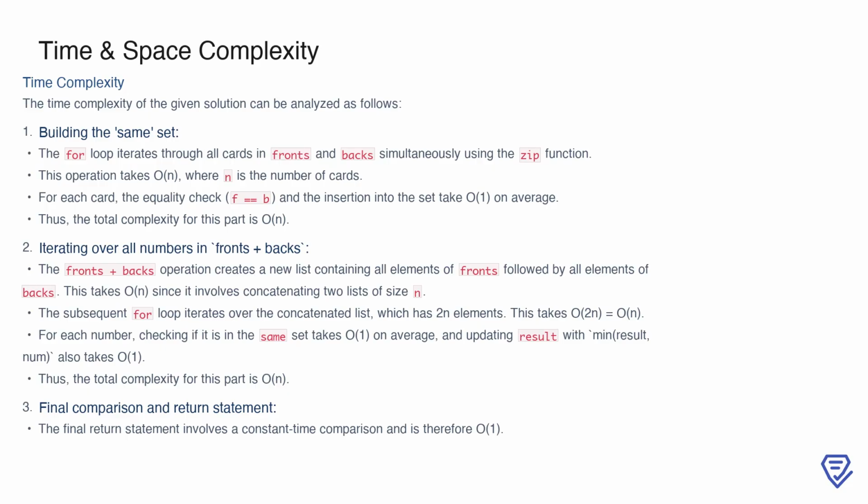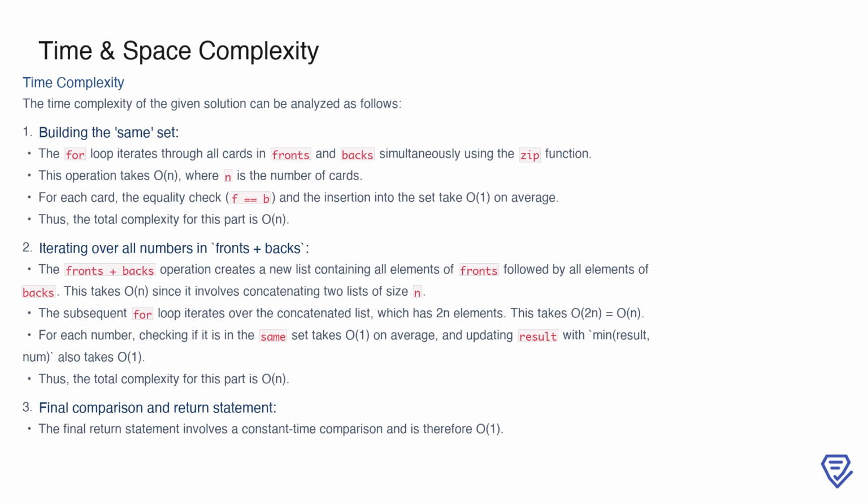Next, we look at the iteration over all numbers in the combined fronts plus backs list. Creating this concatenated list involves taking two lists of size n and combining them, which takes O(n). The resulting list has 2n elements, and iterating through it requires O(2n), which simplifies to O(n). Each number is checked against the same set in O(1) time, and updating the result is also O(1). Therefore, the total time complexity for this part is O(n).